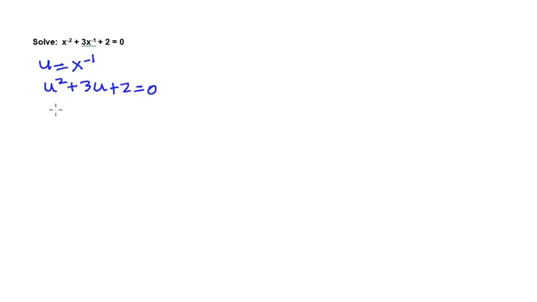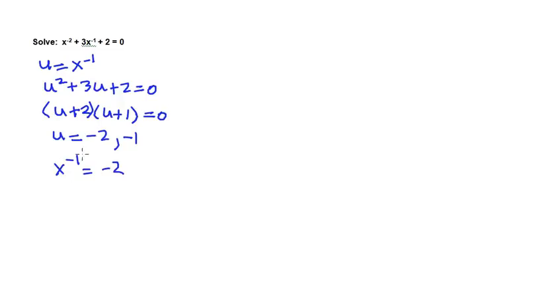and we get x to the negative 2 becomes u squared plus 3 times u plus 2 equals 0. Just like before, we can factor this equation, and we get the factors u plus 2 times u plus 1 is equal to 0. And from that we can get the solutions that u is equal to either -2 or -1. When we go back and substitute, letting u equal x to the -1 power, we get x to the -1 is equal to -2.